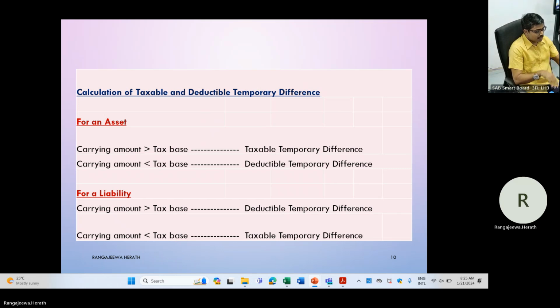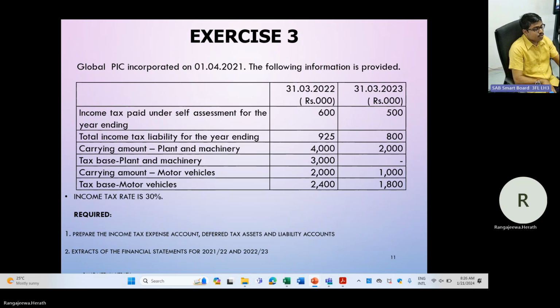Right. So in the next exercise, you are given the carrying amount and tax base. Global BSAA was incorporated on 1st April 2021, a newly started business, so there is no opening deferred tax liability or asset. The first year ends on 31st March 2022, the second year on 31st March 2023. Income tax paid under self-assessment is 600 and 500. Total income tax liability is 925 and 800.